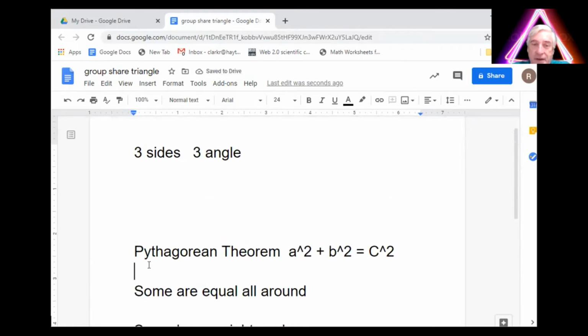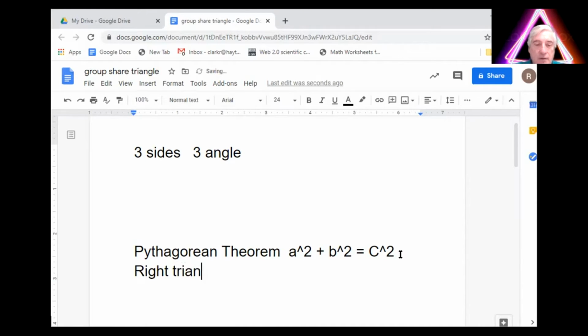Does one of you know something about the Pythagorean theorem? A squared, B squared, C squared. Apparently you know that you've used that on a triangle before. What kind of triangle did you use that on? Somebody just said it. You use it on right triangles. The Pythagorean theorem does not work if the triangle has an angle bigger than 90 or smaller than 90.